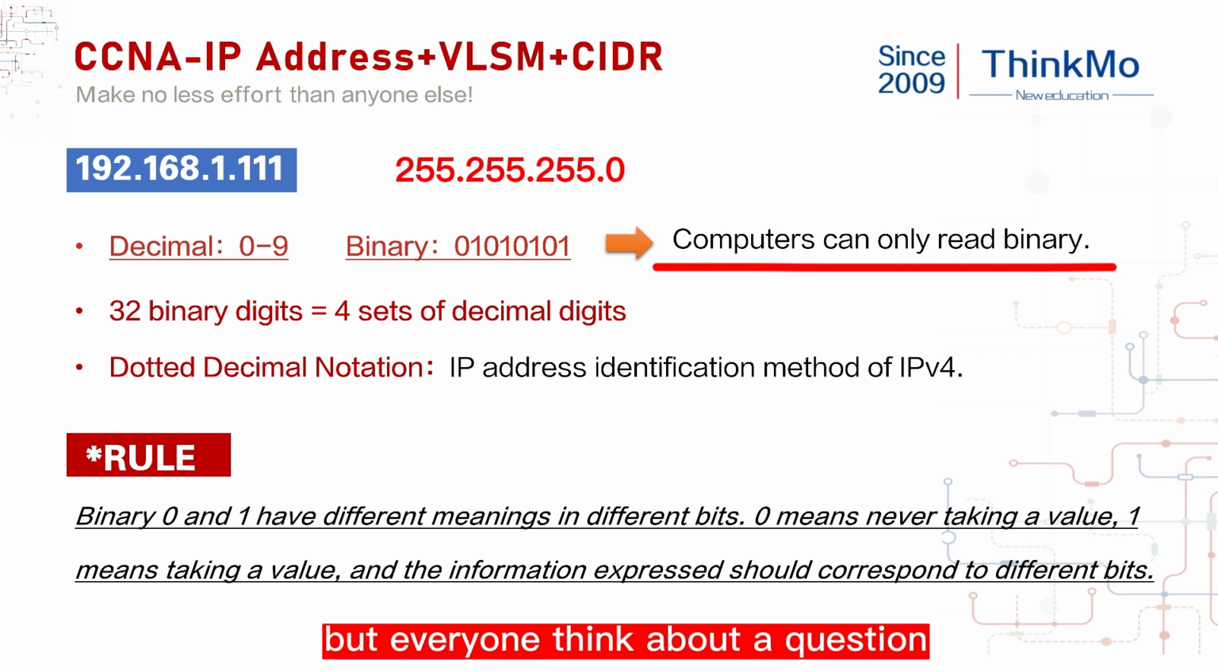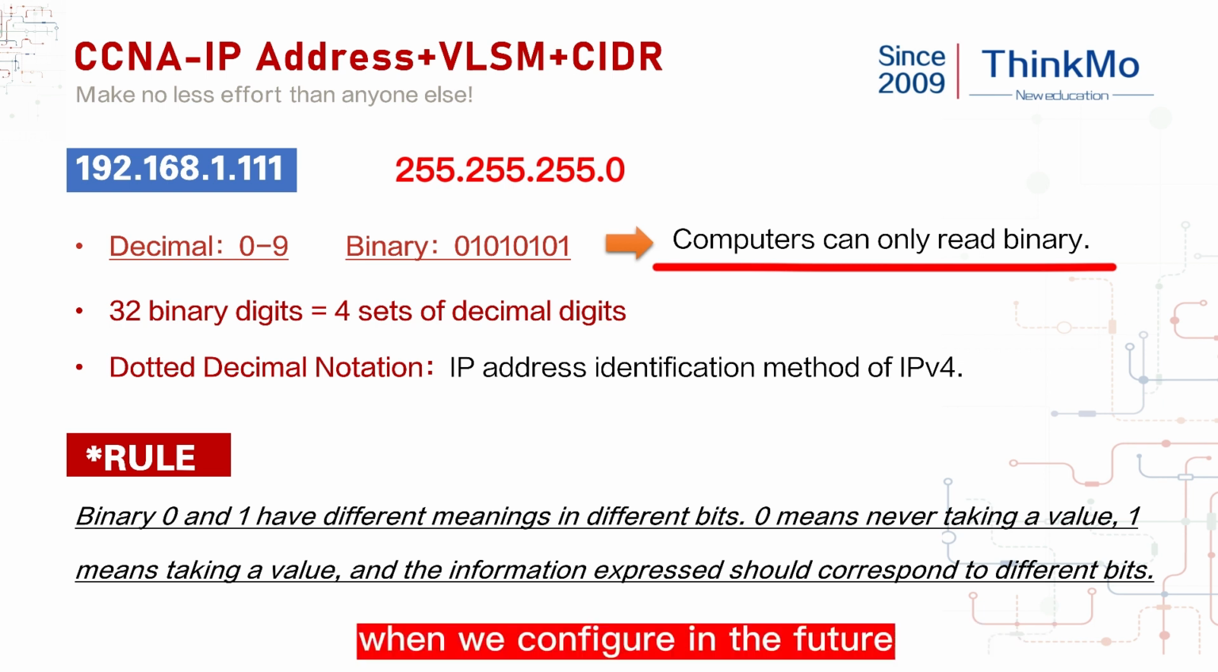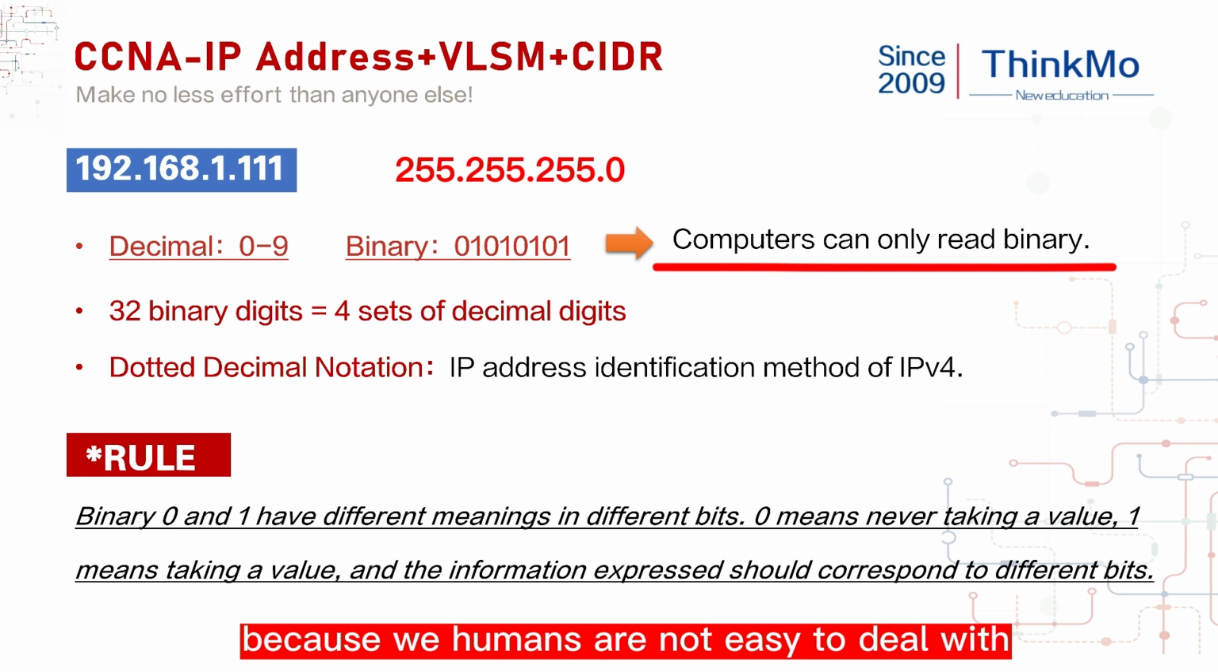But everyone think about a question. Since it can only recognize binary, why do we now see IP addresses in this format? Because binary is not very easy for us to deal with. An IP address is a 32-bit binary number. When you assign an IP to an interface later, do you have to knock 0101 32 times? It's too much trouble. So, because we humans find it hard to deal with, a decimal system was developed.